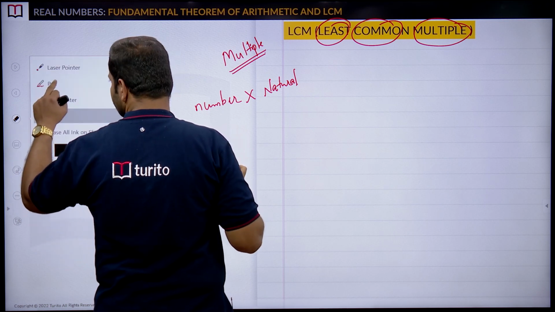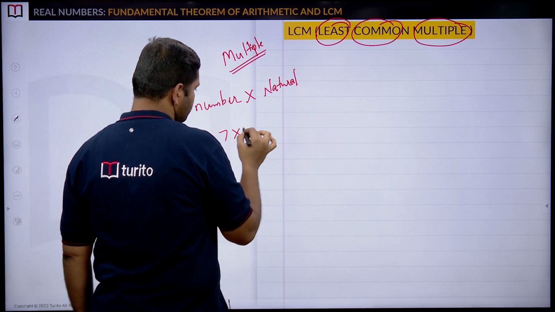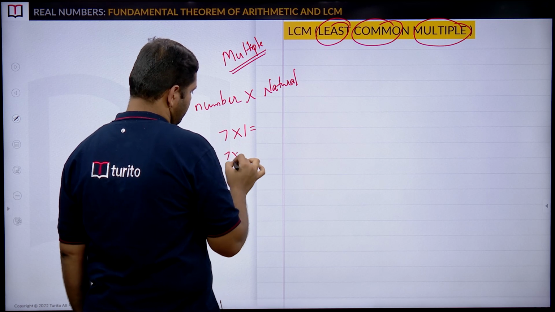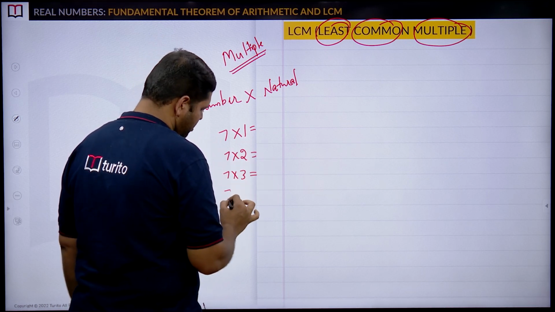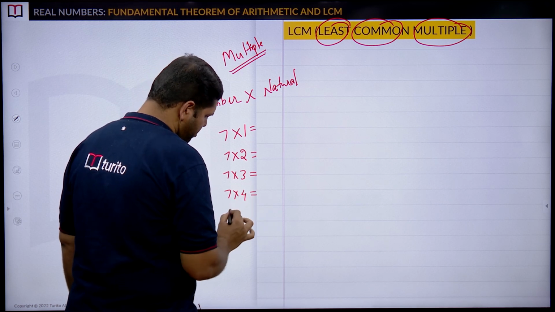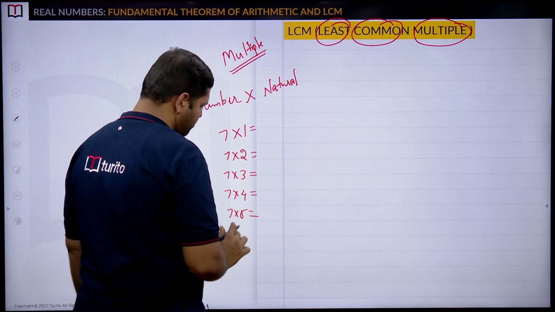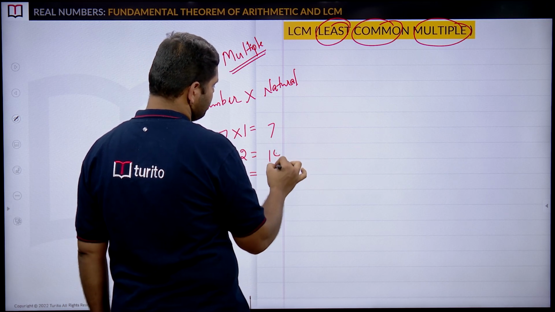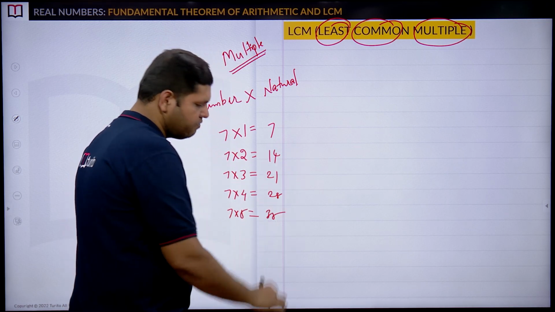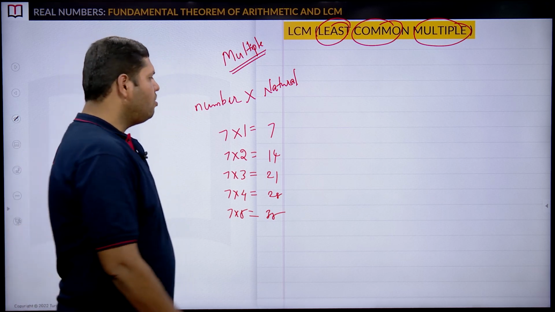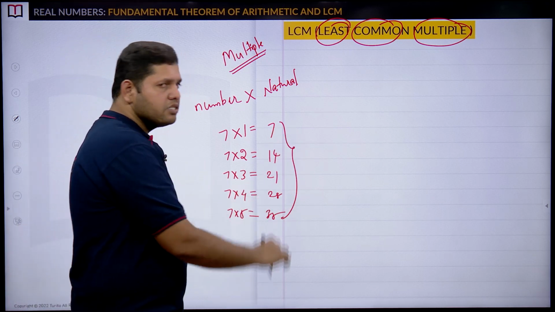I am writing something, children. 7. So 7 into 1. So 7 into a natural number. You can take 7 into a natural number, and again 7 into a natural number. So this is 7, this is 14, this is 21, this is 28 and this is 35. This all, what do we call, children? The multiples of 7.